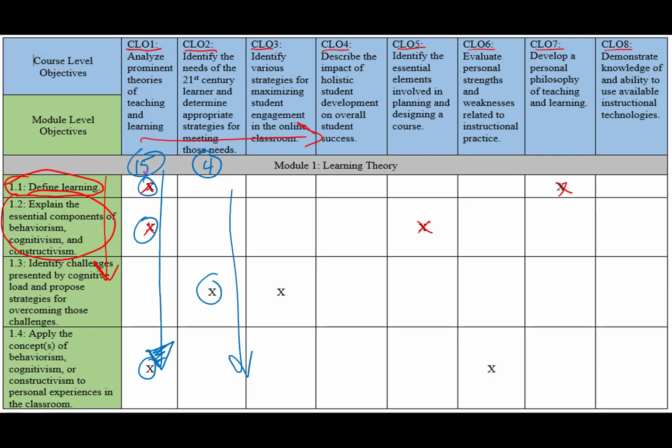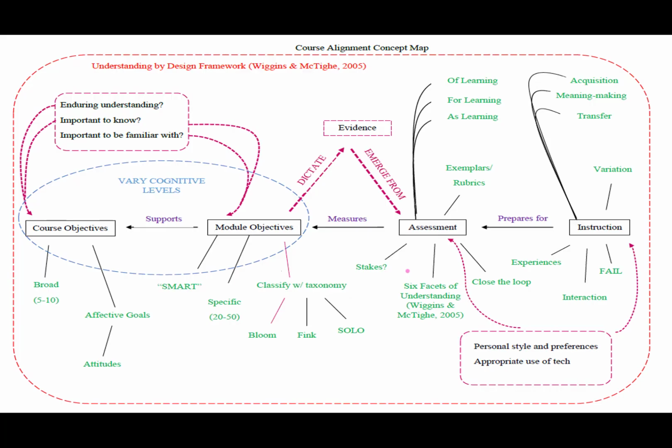So that is mapping our module level objectives onto our course level objectives. Now, going back to our concept map, now that we have mapped our course level objectives and our module level objectives, we're going to talk about this aspect of varying the cognitive level of our objectives.